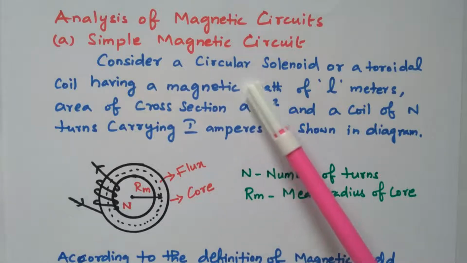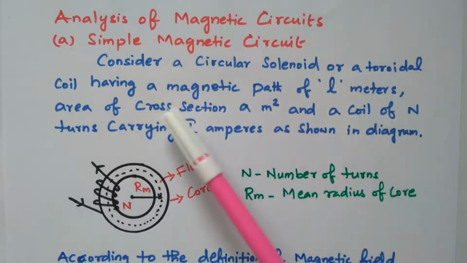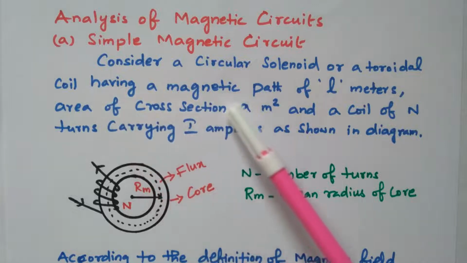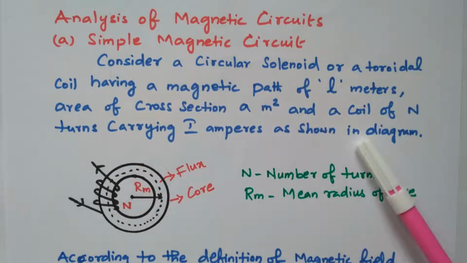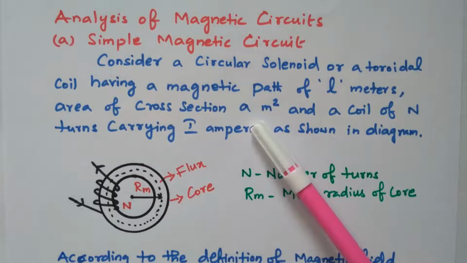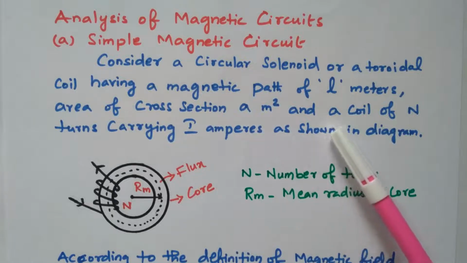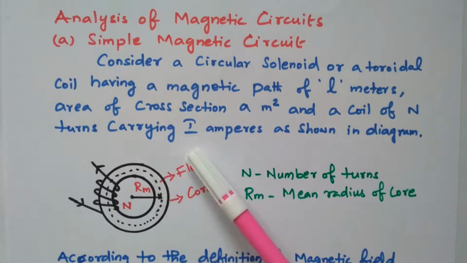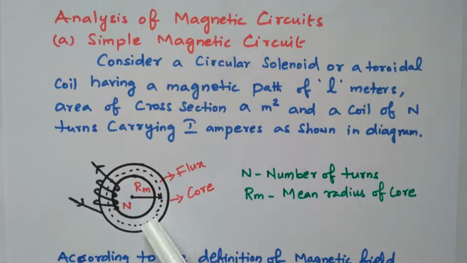Let us consider a circular solenoid or toroid coil having a magnetic path of L meters. The area of cross section is A meter square and the coil has N number of turns carrying a current of I ampere, as given in this diagram. So this is called a toroid. The circular form means toroid or circular solenoid. Solenoid normally means the linear form. If a solenoid is bent in the circular form, it is called a toroid.